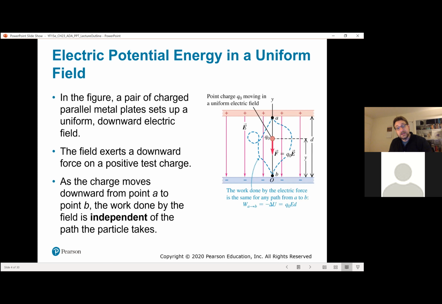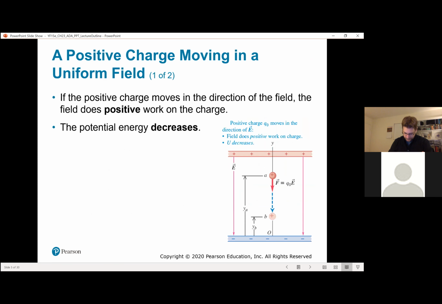The work done by the field is independent of the path the particle takes. We could prove it, but we don't need to, because we already know the electric force. Now, the field, right? That didn't work.